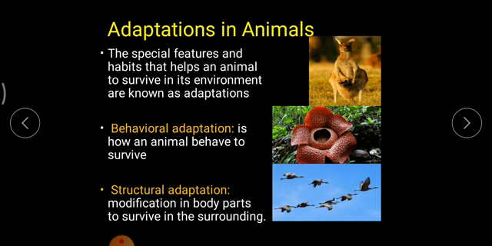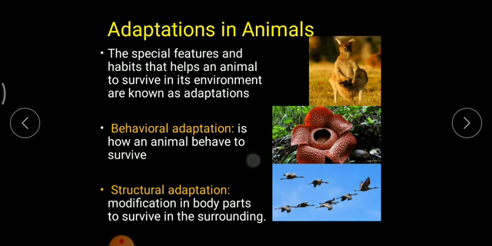And structural adaptation is modification in body parts in order to survive in the surrounding. If you take another example, monkeys have developed a tail. Monkeys have a tail so that they can climb different trees and all, according to the trees in which they are living. So they have developed a structural adaptation in their body. That modification is the structural adaptation.